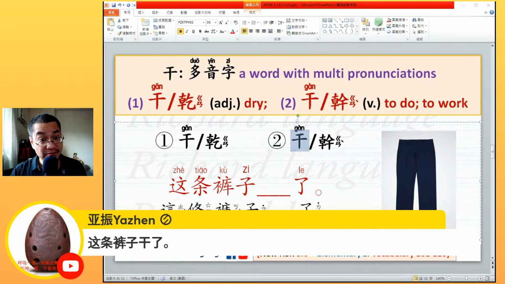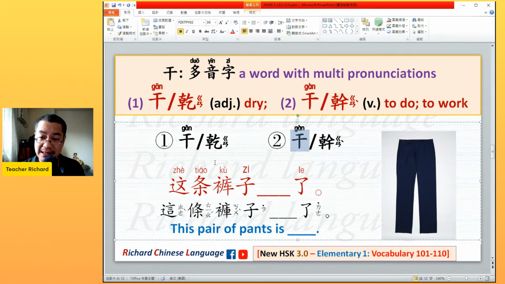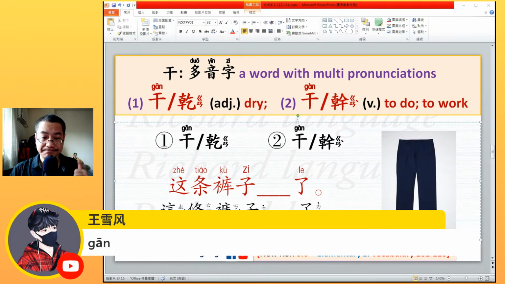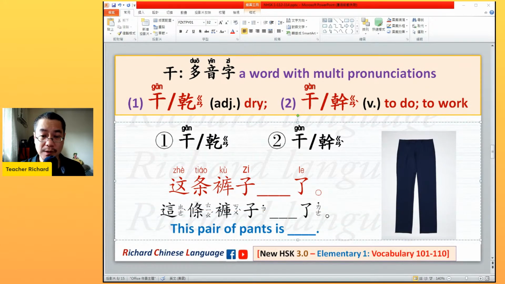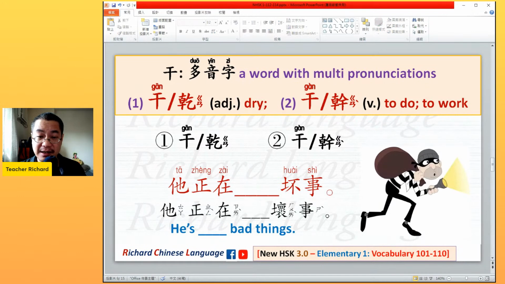And the next one, 雅正, which one? Let me remind you, in traditional Chinese, these are two totally different words, so that won't be confusing at all in traditional Chinese, but it's quite confusing in simplified Chinese. So pay attention here. Yeah, very good. 这条裤子干了 is dry, right? It's dry. Okay, very good, everyone. So that's C. Okay, the second quiz for you.